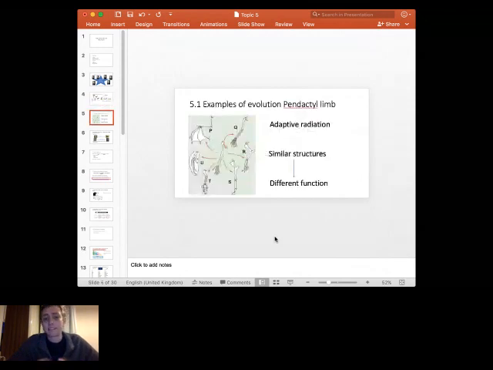We also have an example of evolution, which the IB loves to throw in there, which is the pentadactyl limb. I can make the presentation full screen. Sometimes there's a problem with it. Wait, that wasn't full screen. I'm going to make it full screen now. And I'm hoping that you can see it. Sometimes it doesn't always carry across properly.